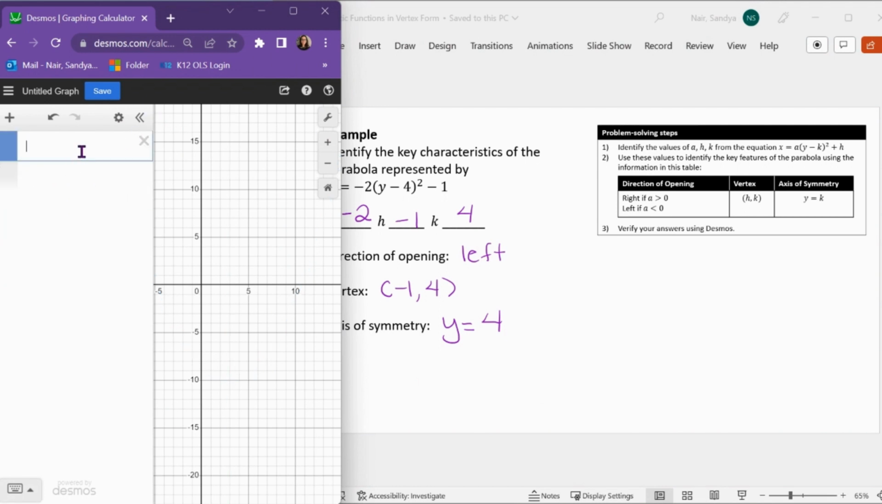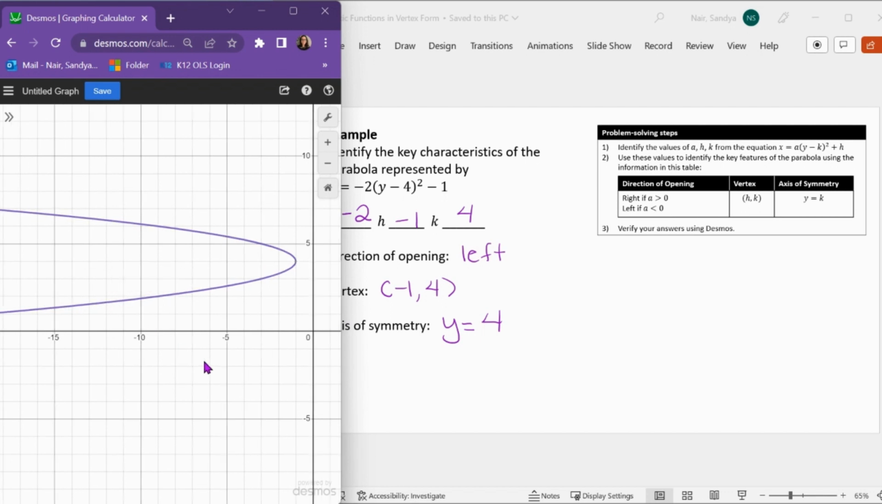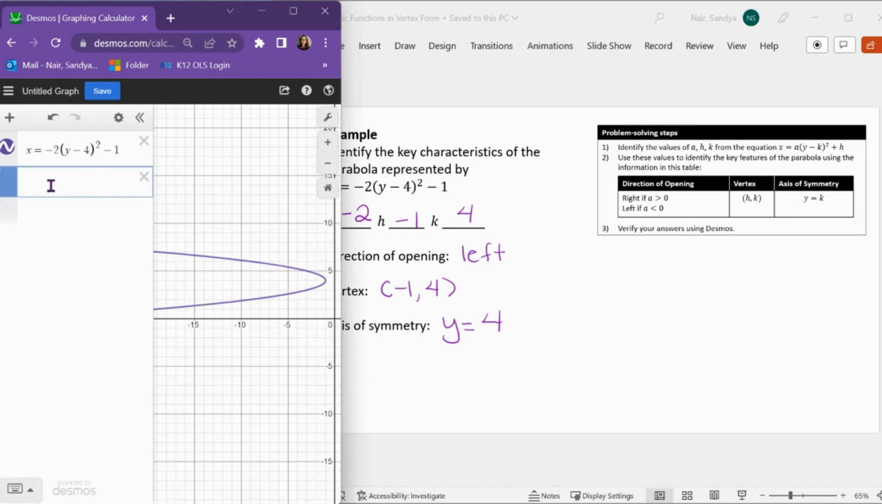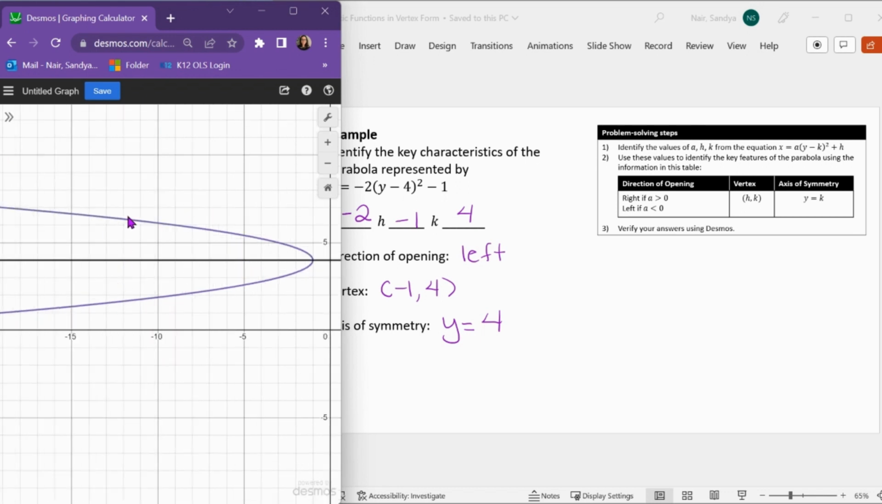So let's go to Desmos now and see what this horizontal parabola looks like. So I'm going to type in the equation. It's now x equals, so make sure you're careful with that, -2 times (y - 4)², and then we have minus 1. Okay, so here you can see my horizontal parabola. It does open left, like we said. If I click on this, it tells me the vertex is at (-1, 4). And then if I draw in the line y equals 4, you can see the axis of symmetry, right? So if I fold this parabola along this line, both sides will match up.